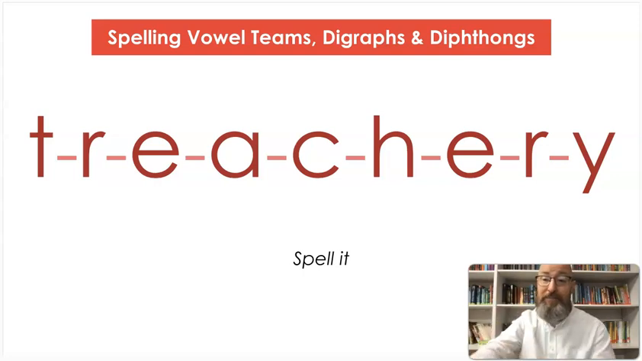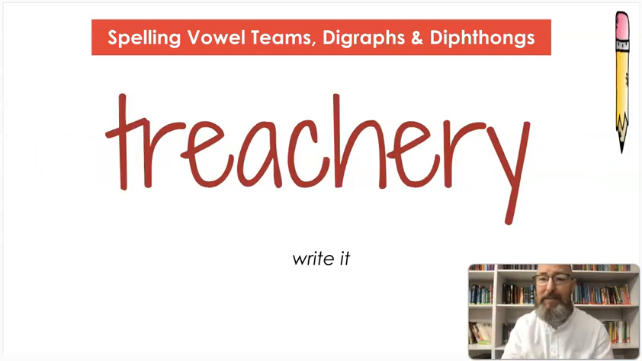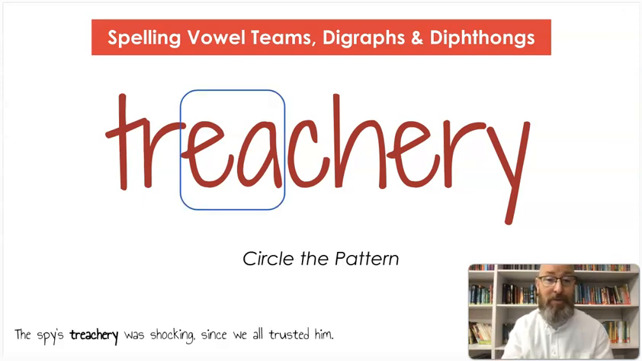T-R-E-A-C-H-E-R-Y. Treachery. And let's write it. T-R-E-A-C-H-E-R-Y. Of course, we're going to circle that E-A. And that E-A, in case you've noticed, is in two different lists. You have to figure out what sound it makes. Listen to it when you say it. The spy's treachery was shocking since we all trusted him.